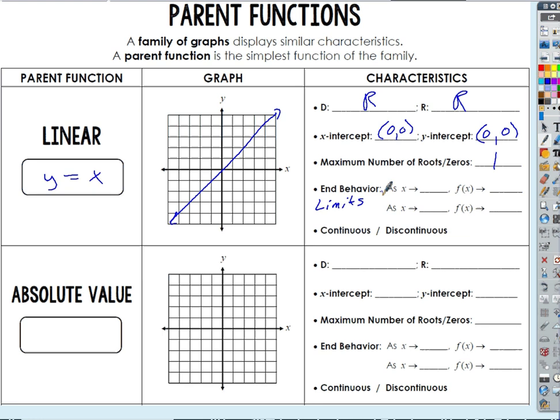So what do we mean by end behavior? End behavior deals with the behavior of the function way out there and way out there. So we're talking about the ends of the function. Well, it doesn't really have ends. If the domain is all real numbers, the function's going to go forever in the positive x direction and forever in the negative x direction.